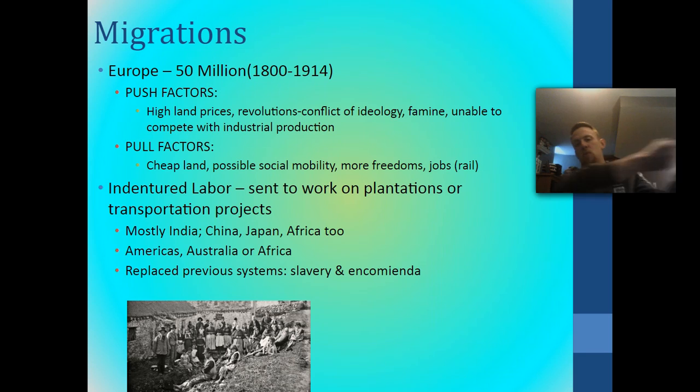Now, pull factors. What was drawing them in? What was the super spice in the world that was getting people interested? Well, in a place like America, it was cheap land. So much land that they were literally giving it away for free. And in doing so, that meant that people who were locked out of that kind of lifestyle all of a sudden felt like they had a chance for social mobility, more freedom.